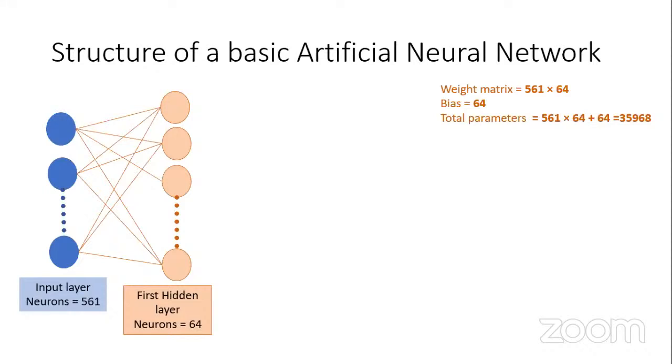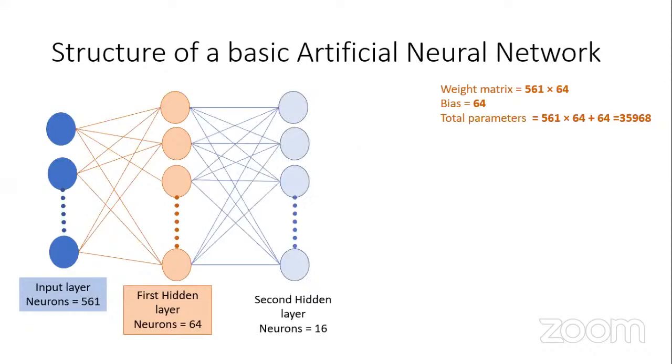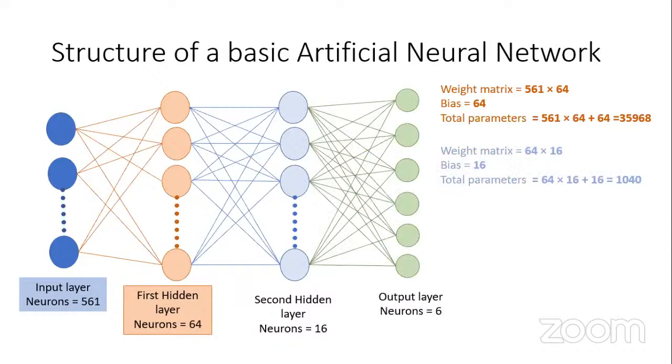So in the second hidden layer, we are taking a total of 16 neurons. Here I think you can now calculate what the weight matrix size and the biases will be. In the second hidden layer, we will have a weight matrix of size 64 cross 16 and the biases will be 16. For each neuron in the second hidden layer, you will have one bias. So a total of 1040 parameters will be there in the second hidden layer.